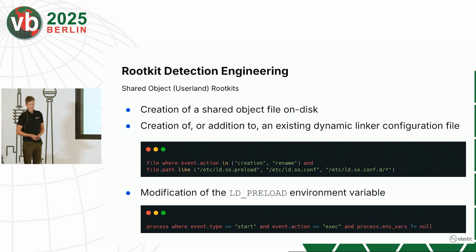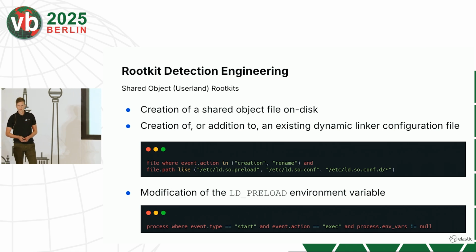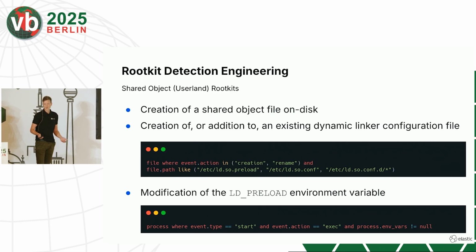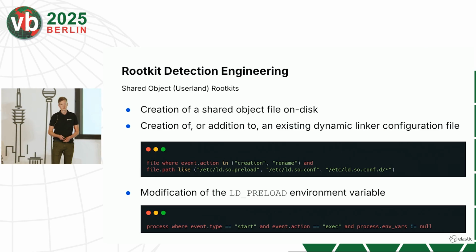Additionally, for persistence, shared object rootkits use the dynamic linker configuration files, which are located in either the LD preload file or the LD.so configurations. So seeing file creations there, or appending to that file, might be an indicator. And the modification of the LD preload environment variable. In this case, this query is expecting there to only be the LD preload environment variable, but you can simply add the specific LD preload environment variable to the query to detect that.